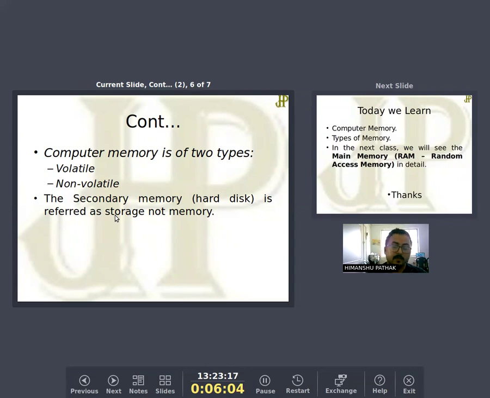Clear? One thing you have to be very clear about: if we are talking about memory, then it means RAM and ROM, that is primary, main memory. And if we are talking about hard disk or permanent storage, then we are actually talking about not memory, but storage. That's why secondary memory is referred to as storage, not memory.